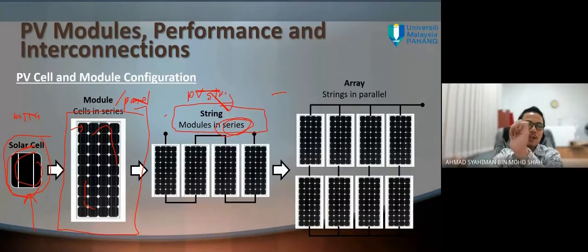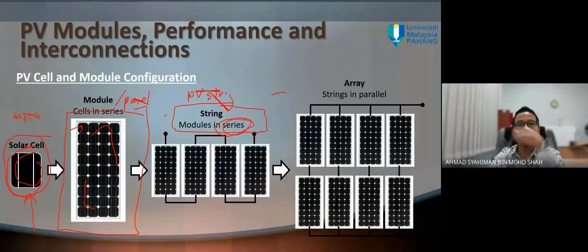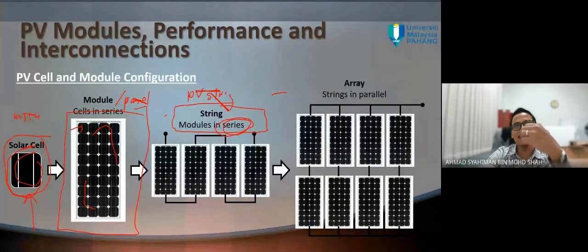Okay, power you kata okey dah. Ada dua lagi parameter, current ataupun voltage. What happen to current, what happen to voltage? Current sama ke sir? Jangan tanya saya tak jawab. Okey, jawab. Current sama, voltage berubah. Good. Current sama, voltage berubah.